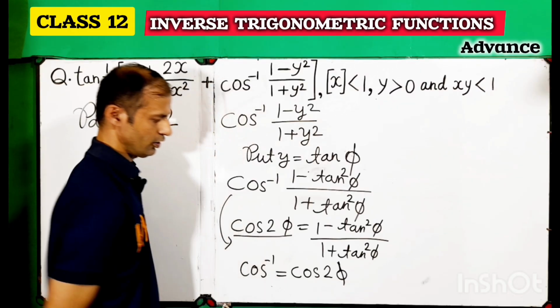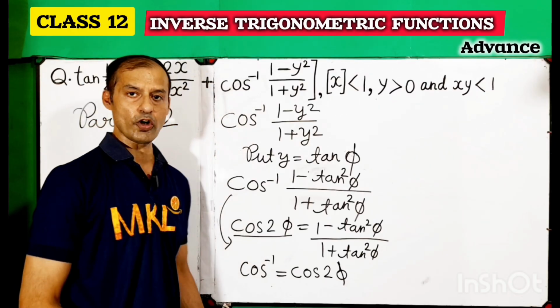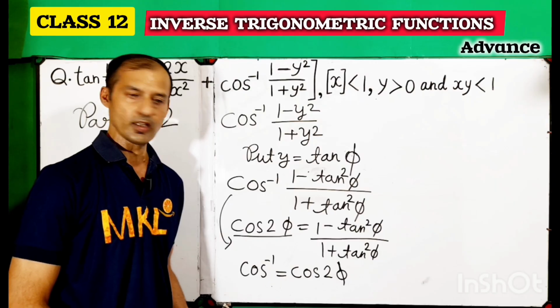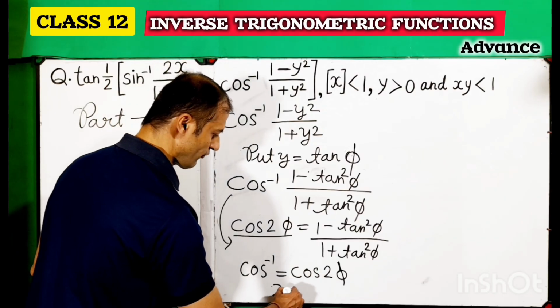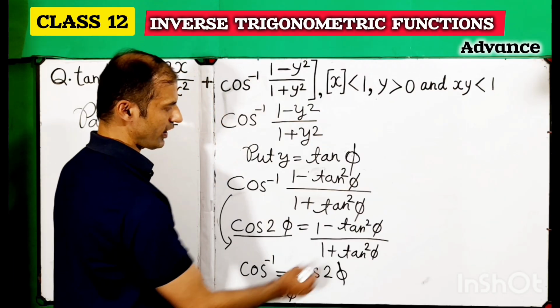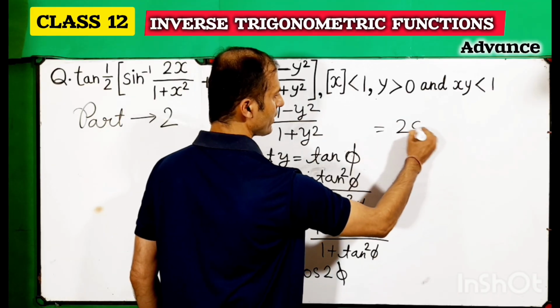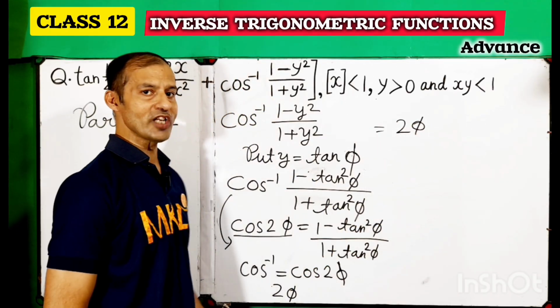Now what we'll do, cos and cos will be the comparison. We'll compare cos and cos, so we'll find 2 phi, students. I should write here, we'll find 2 phi. But we don't know the value of phi.